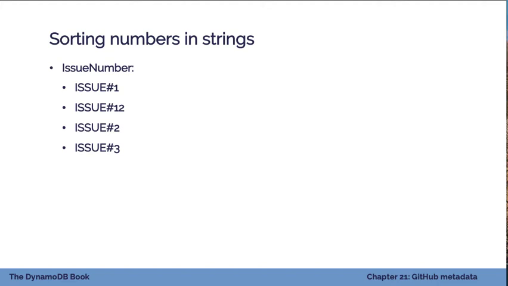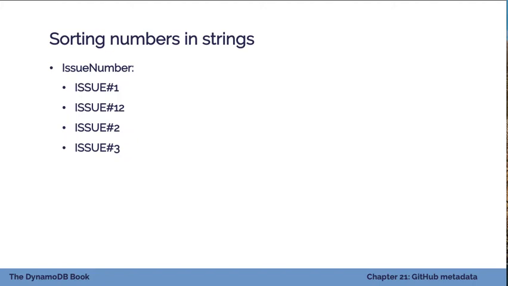So when DynamoDB is evaluating strings, it's going to evaluate 1 character at a time. So if you look at it here going left to right, all of them are going to be issue hash, and then it's going to start looking at that number. And then if you're looking at 12 as compared to 2, the first digit in 12 is 1, while the first digit in 2 is 2. So that's why 12 is showing up before 2. So that's not what we want.